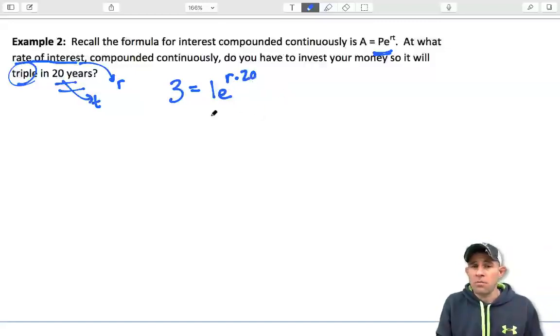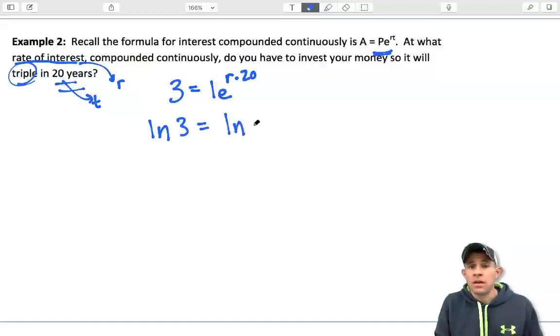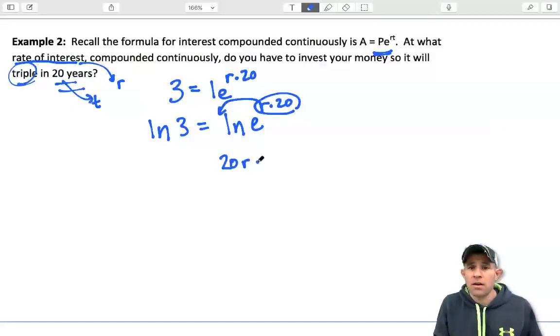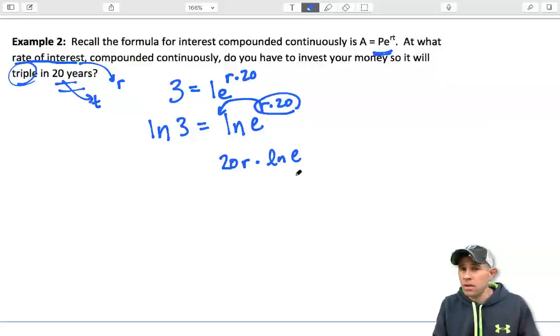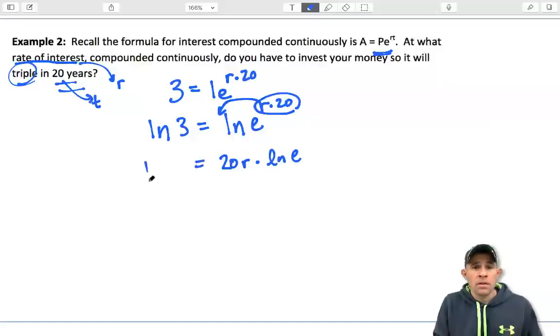So instead of taking the log of both sides, we're actually going to take the natural log of both sides. So we'll take the ln of 3 is equal to the ln of e to the r times 20. Again, applying our power theorem of logarithms, that power comes down in front here. So I'm going to write that as 20r times ln of e. Now, the natural log of e is simply 1. So this is equal to just 20r.